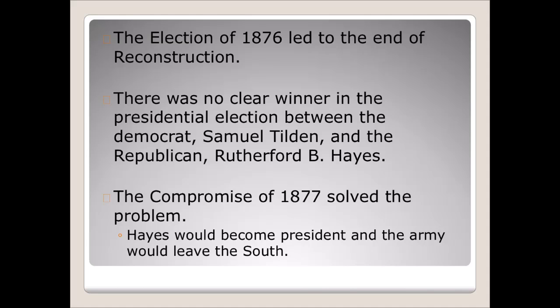Reconstruction officially comes to an end with the election of 1876. There's no clear winner in the presidential election in the Electoral College, so it goes to the House of Representatives, and it's really close between Samuel Tilden and Rutherford B. Hayes. So they reach a compromise in 1877 that's going to solve the problem. Hayes would become president, and the Army would leave the South. When the Army leaves the South, that's going to effectively end Reconstruction, and of course end a lot of those rights that African Americans had.